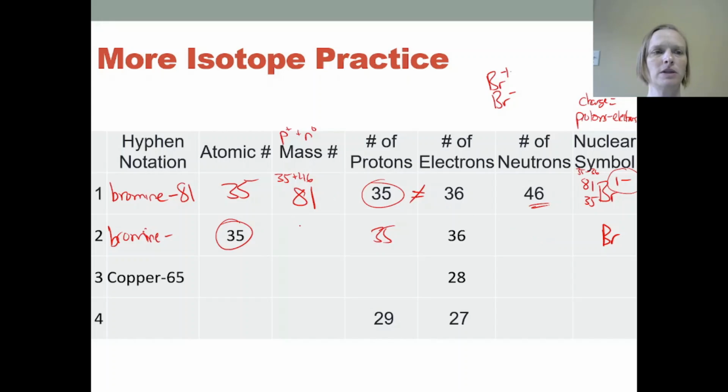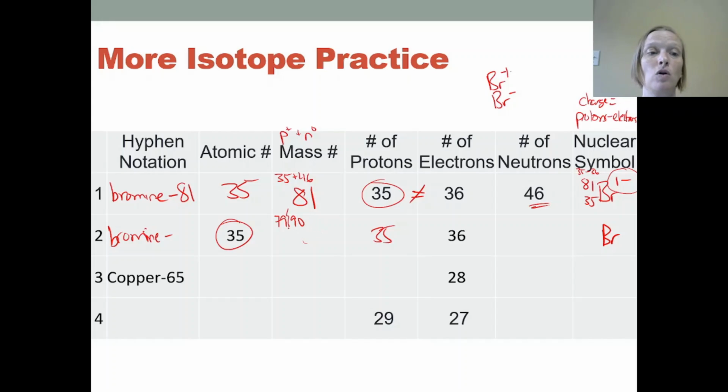I wasn't told a mass number because it's not here or here or here. And I also don't know my number of neutrons. I don't have any information to help me figure out the mass. In this situation, it's okay to use your periodic table and take the mass off the periodic table and round it off to the nearest whole number. So for bromine, element number 35, the mass is 79.90.